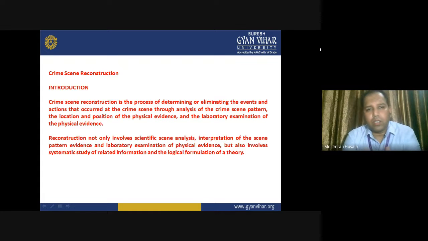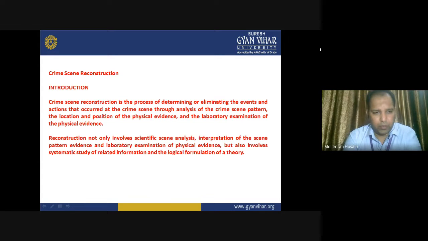So, crime scene reconstruction. What is the main thing and what are the things that are included in it? You might already know something, but now we will be studying those things in depth. What are the things that play a very crucial and significant role, and how are these things done? Crime scene reconstruction is the process of determining or eliminating the events and actions that occurred at the crime scene.